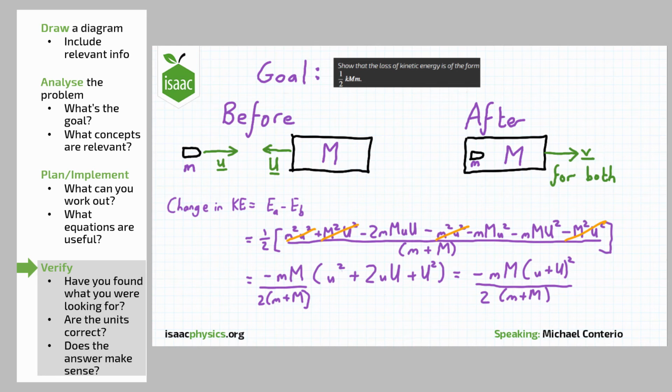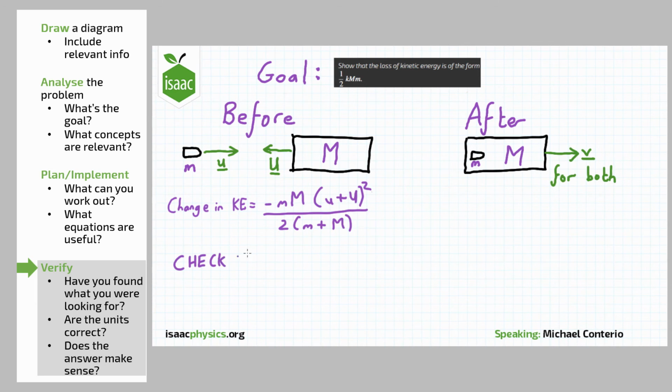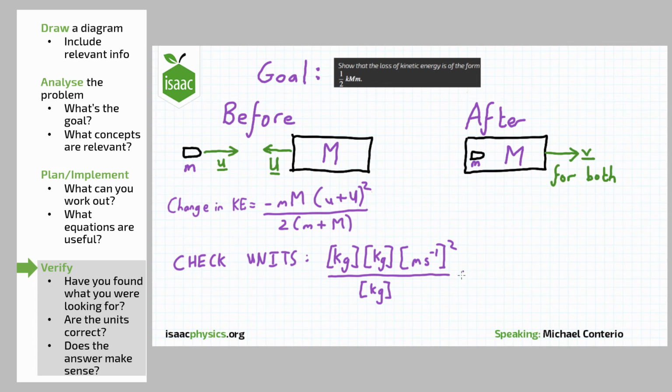Now that we have a simple equation for the change in kinetic energy, we can look at it and check it to make sure that we've not made any mistakes in our working out. Firstly, you can see that we've got a minus sign here, which means that kinetic energy has been lost in the collision, which is what we expected from the question. We also want to check the units of our answer. Working this through, you can see we've got kilograms multiplied by kilograms multiplied by speed squared, so that's meters per second all squared, and divided by kilograms here. We can rewrite this as kilograms times meters per second squared times meters.